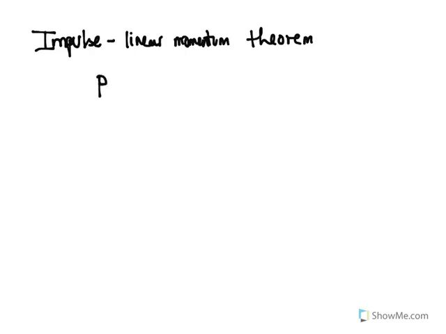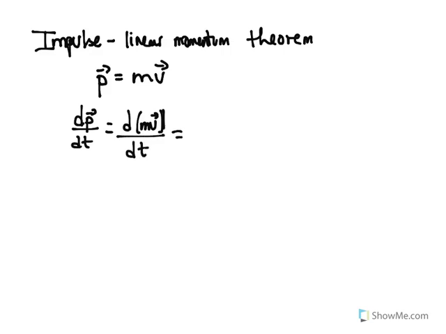Let's start with, for instance, momentum equals mass times velocity. We can take the derivative of how momentum is changing with respect to time, and this is going to be the change of mv with respect to time. We can state, for instance, this is mass times the change of velocity due to time plus velocity times the change in mass due to time.